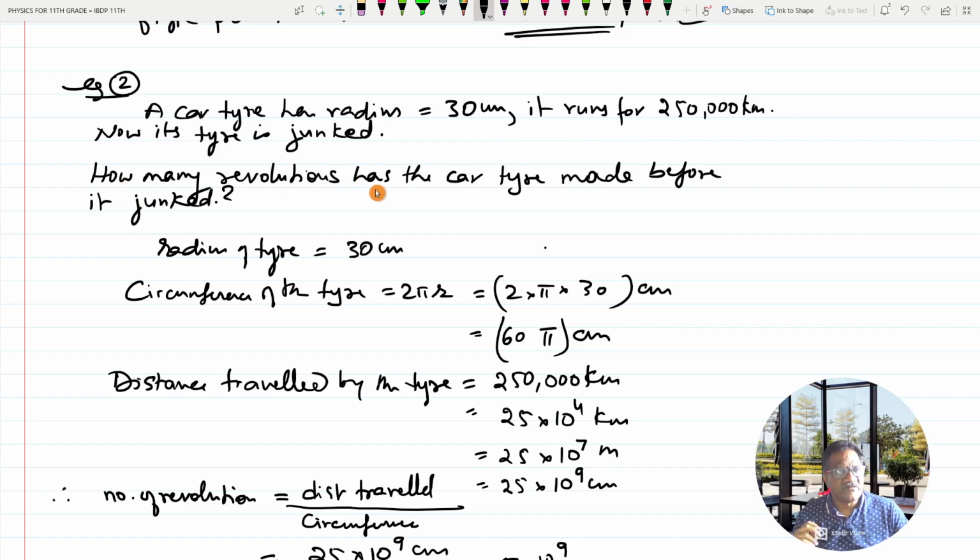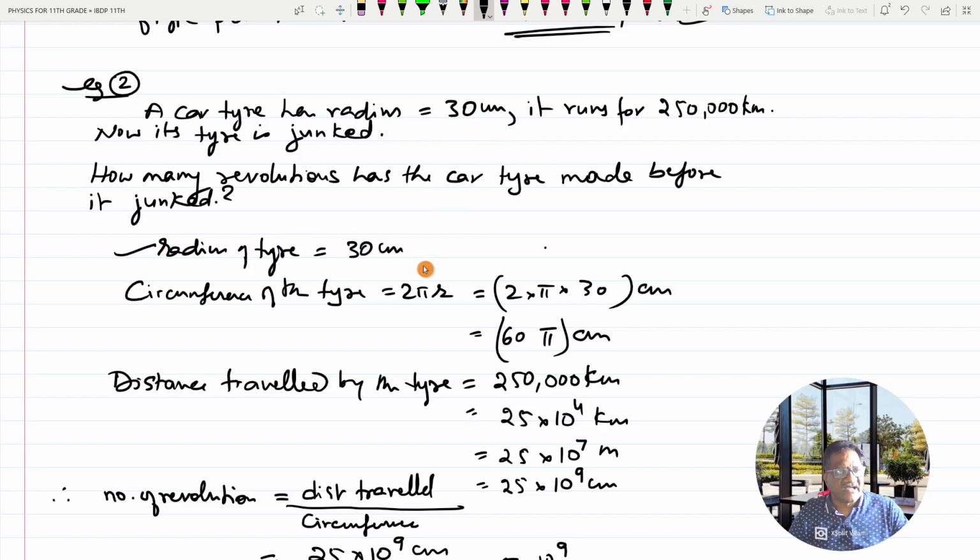Now, how many revolutions has the car tire made before it is junked? So in this question, you have to find the number of revolutions before the tire gets junked. The tire gets junked after traveling 250,000 kilometers, right? And the extra information given is that the car tire's radius is 30 centimeters. Now let us see how to work this out.